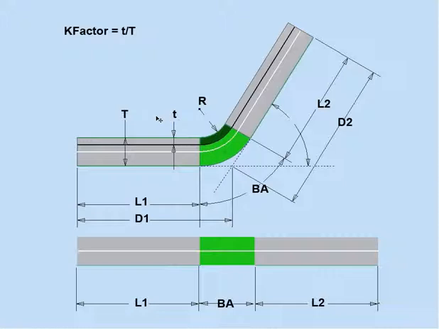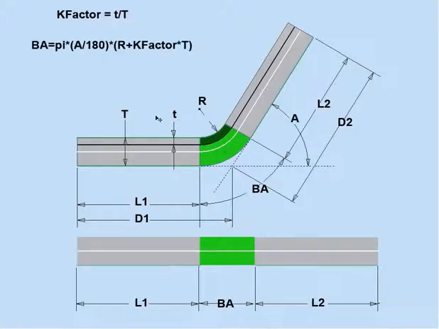With these variables, the formula for calculating the bend allowance for K-factor is noted as follows. BA, that stands for bend allowance, equals pi times A, that's the bend angle, divided by 180, multiplied by the sum of the bend radius inside the bend, plus the K-factor multiplied by capital T, or the thickness of the material.